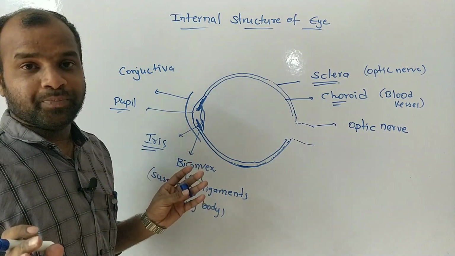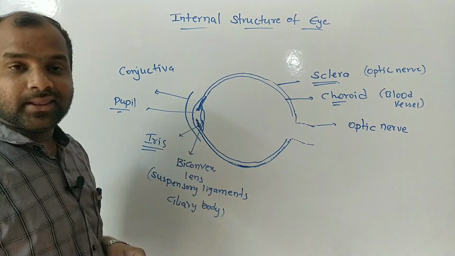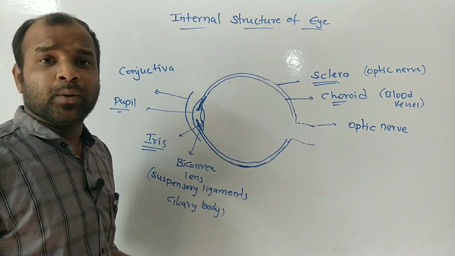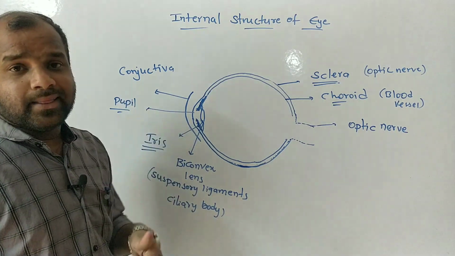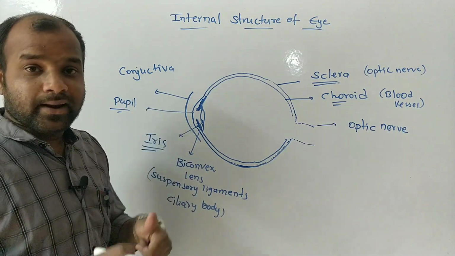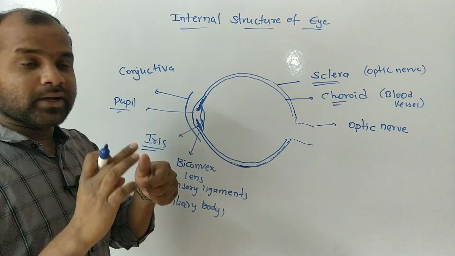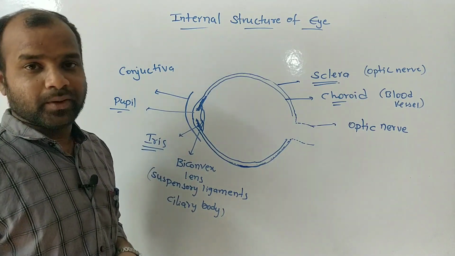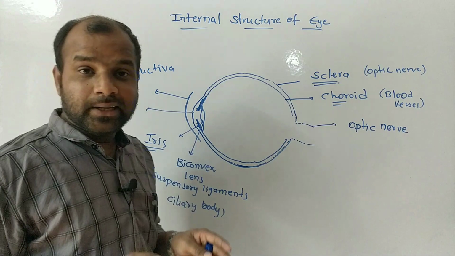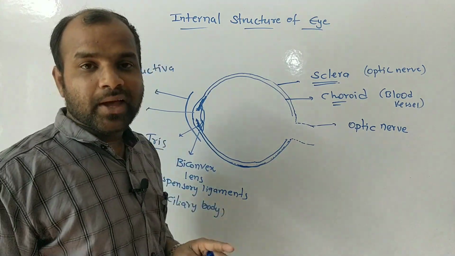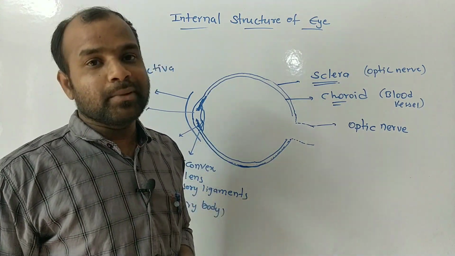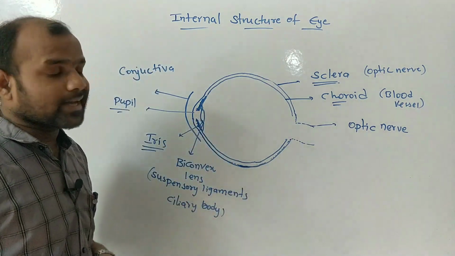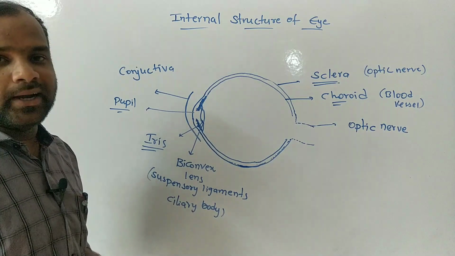That is why, in identification proofs, rather than fingerprint impressions, the patterns of the iris are also noted, because the patterns of the iris will not be similar among two different people. Fine, so that is the second layer, called the choroid layer.